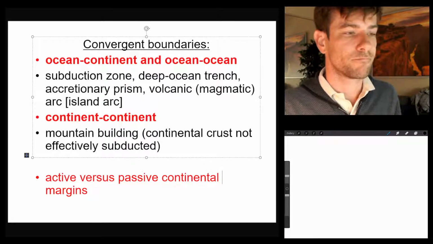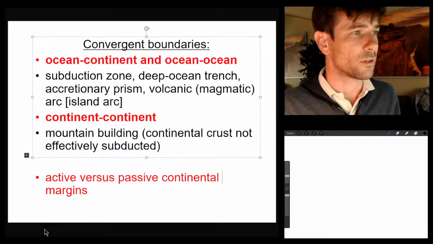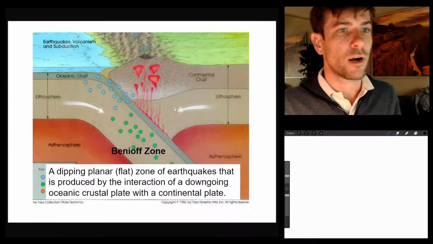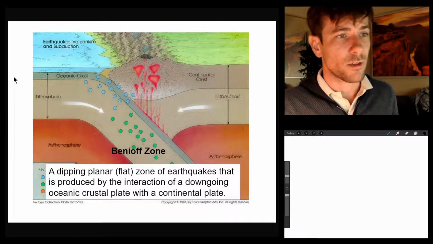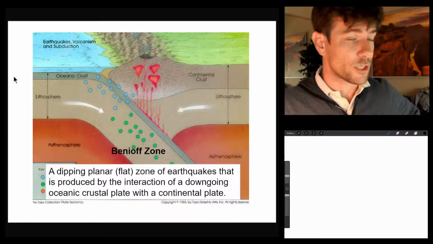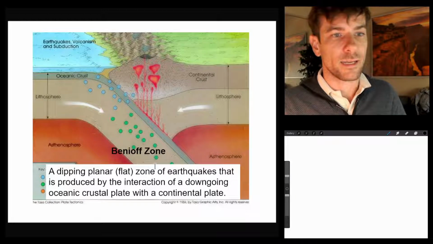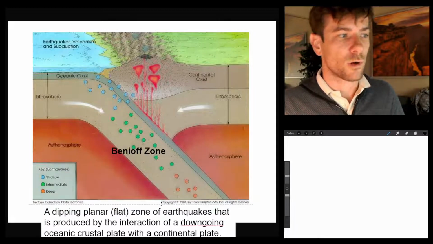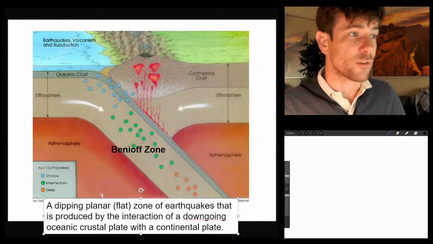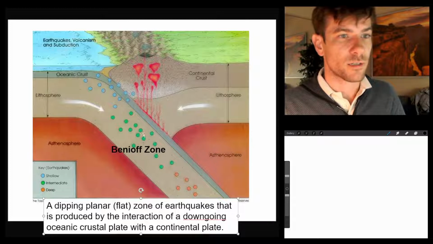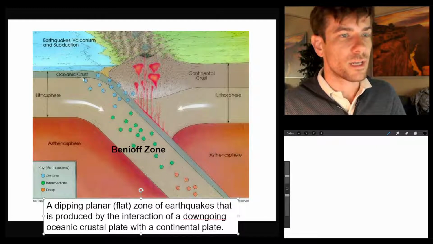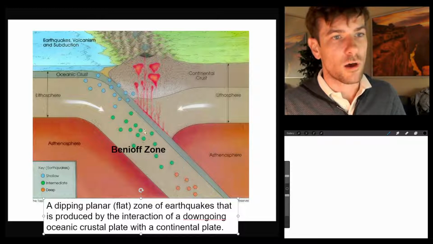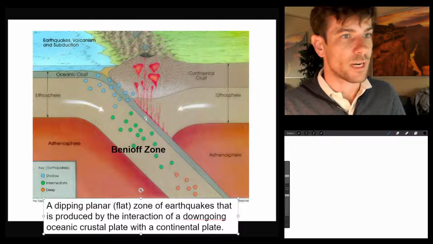All right. We've talked quite a bit now about active versus passive continental margins. All right, so this is another example of a subduction zone, and in particular here we're looking at the distribution of earthquakes along this subduction zone. What I can tell you is that they occur along the downgoing slab. Right, and this is a cross section, so it's just two dimensions.